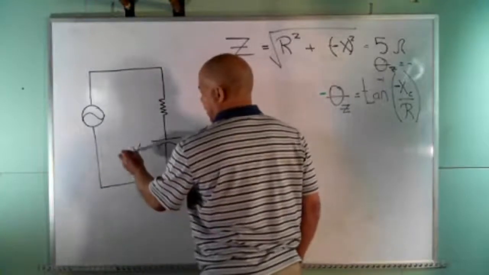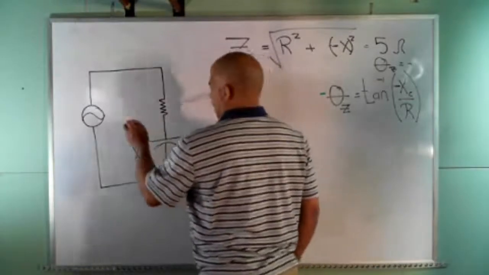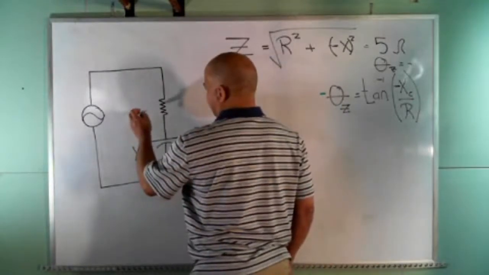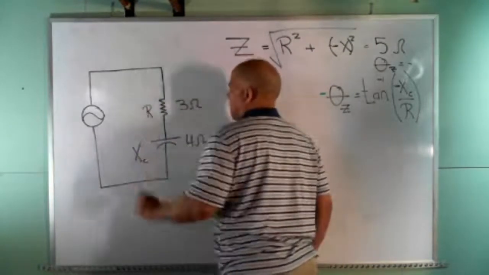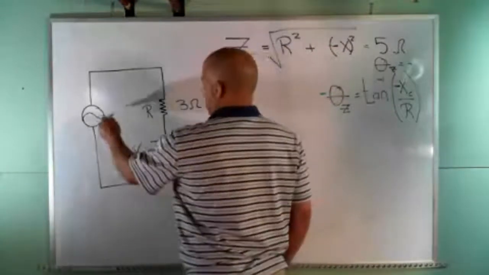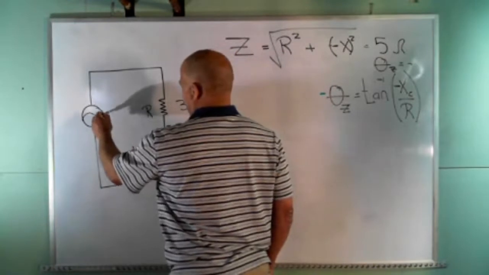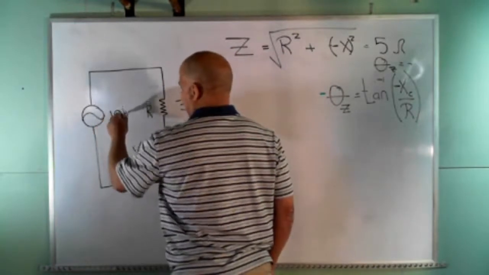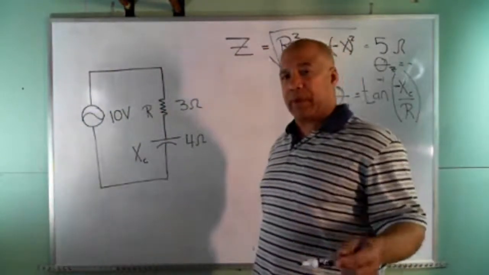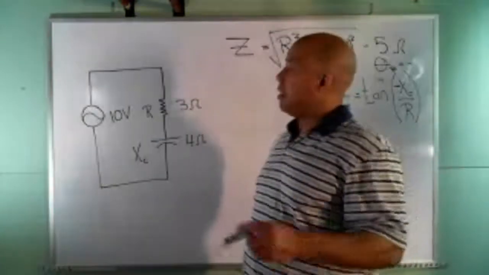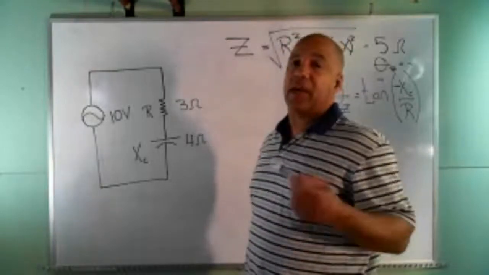And this is my XC, which we'll leave at 4. And I think we have this at 3. Then let's make this 10 volts. Now, if I just say 10 volts, remember AC, it could be peak, peak to peak, RMS, or instantaneous. Well, anytime in the class, if I just put a value up like that and don't tell you what it is, assume it's RMS.